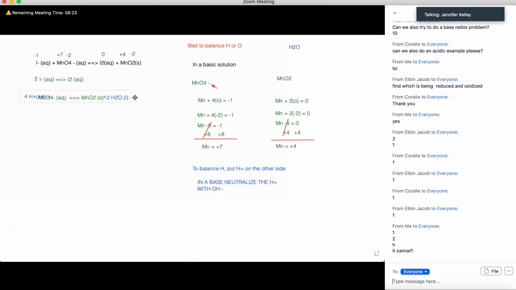Let me move this stuff over a bit. Hang on a second. Trying to just grab this guy over here. Not just the plus sign. Okay. There we go. All right. So we're going to add 4 hydroxide because we have 4 H plus. All right.